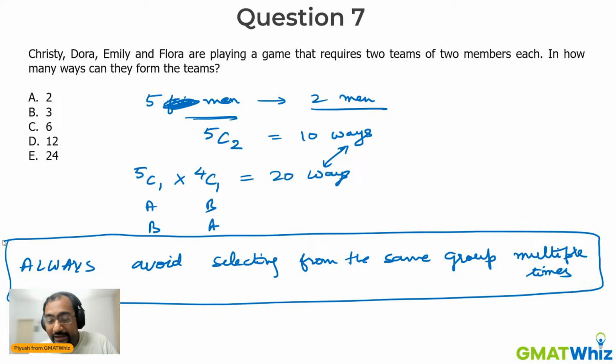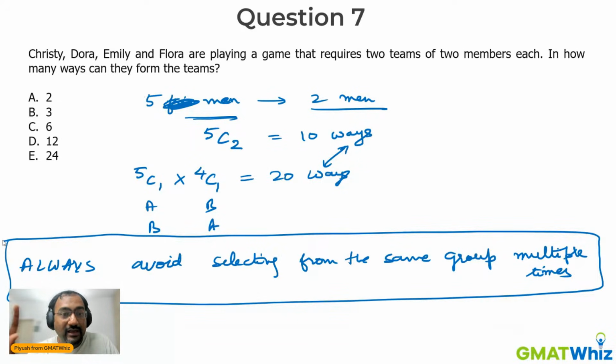Always avoid doing that. So if you have to select from a group, let's say there are 5 men and 4 women and you have to make a team of 3, and there's a restriction that you need to have at least 1 man, just write down the cases: 1 man, 2 women; 2 men, 1 woman; and all 3 men. Do individual case-wise answers. Don't select from the same group multiple times.